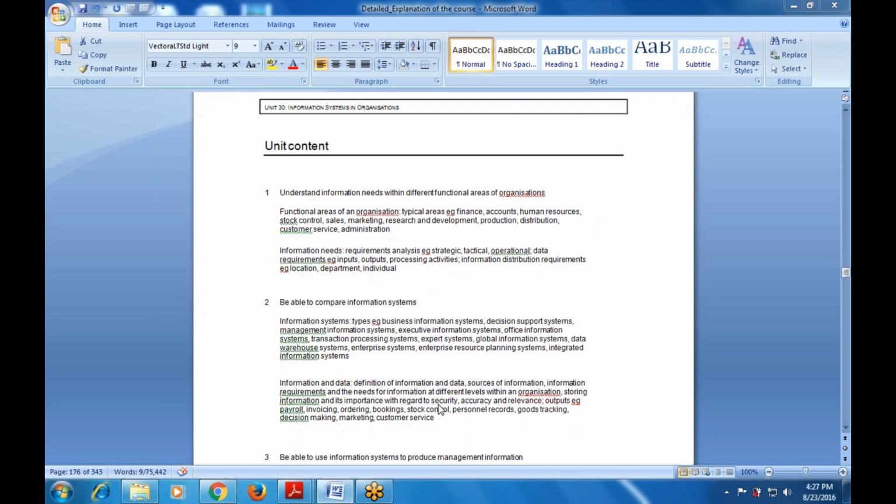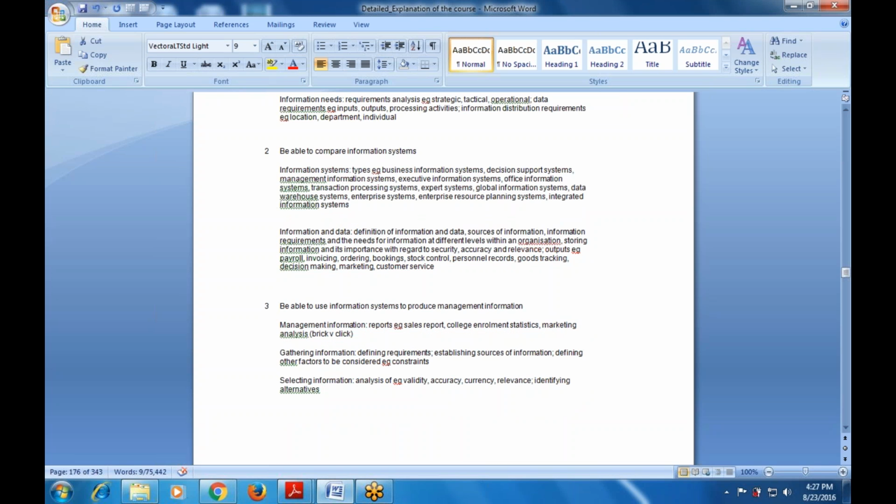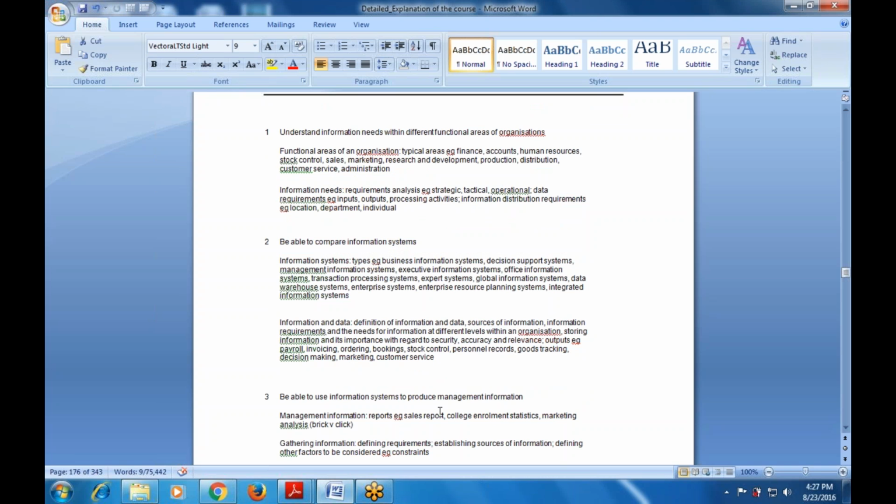This is the next LO, that is LO2. Then the last LO is to be able to use the information system to produce the management information. So the second one is, what are the various ways by which we can compare the information system? Then the next one is how to use the information system to produce the management information, that is known as the management information system.